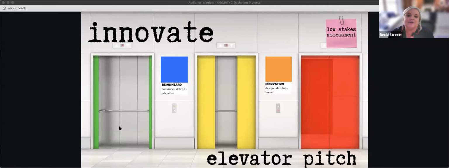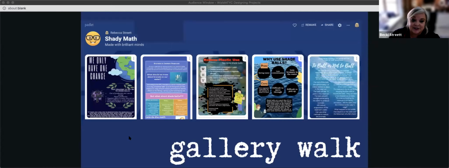The second low stakes assessment comes in the form of an elevator pitch. I ask students to think about the new information they've received and to try to dig even deeper. And this is where that STEM research module from my librarian comes in. I ask them to find additional credible sources that inform and then support their point of view, and to create a brief, persuasive pitch describing their take on the shade balls issue. This is an example of a gallery walk.